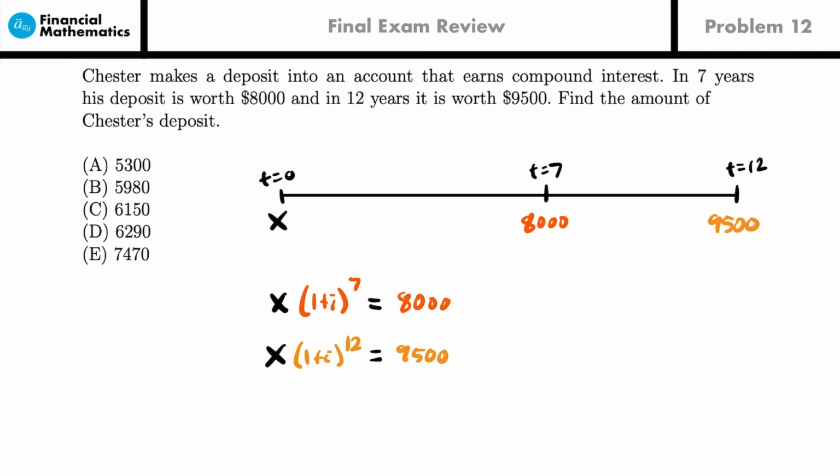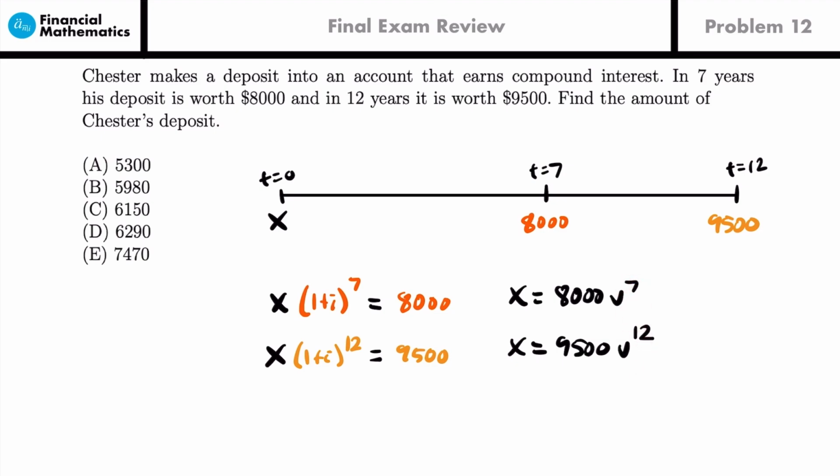Okay, and in this case, it looks like the easiest thing for us to do is to solve for X in both of these equations and then set them equal to each other. Solving for I might be a little bit of a pain right now, so let's not try to do that. We can just divide both sides of these equations by their respective accumulation factors. And doing that will just move them to the other side of the equation and turn them into present value factors, right? So we'll have X is equal to 8,000 times V to the power of 7, and X is equal to 9,500 times V to the power of 12, okay?